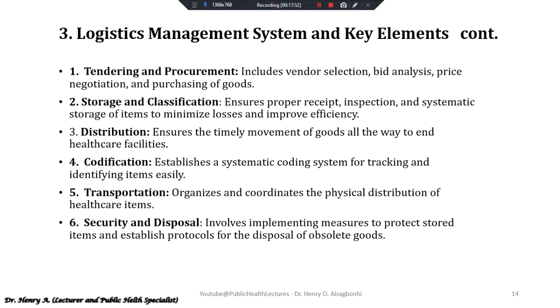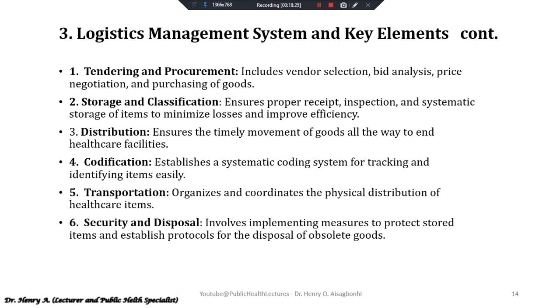Number 4 is codification. This means assigning unique codes to items for easy identification and tracking. Think of it like giving every drug or reagent a fingerprint in the system, so that with that code, every drug can easily be seen, spotted, or recognized.